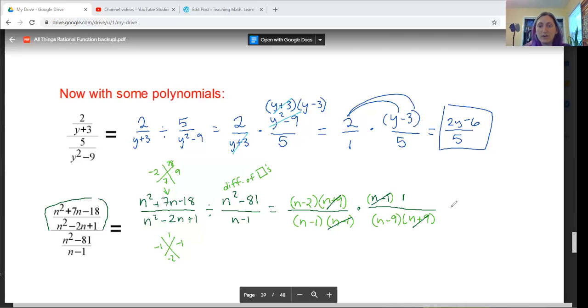And now on our numerator, we have n minus 2 left over. And in our denominator, we have n minus 1 times n minus 9. All right, nothing else to cancel. This is your answer, okay? Now, of course, if your teacher wants you to simplify that, you can FOIL it out if you need to, but I'm not going to do it.